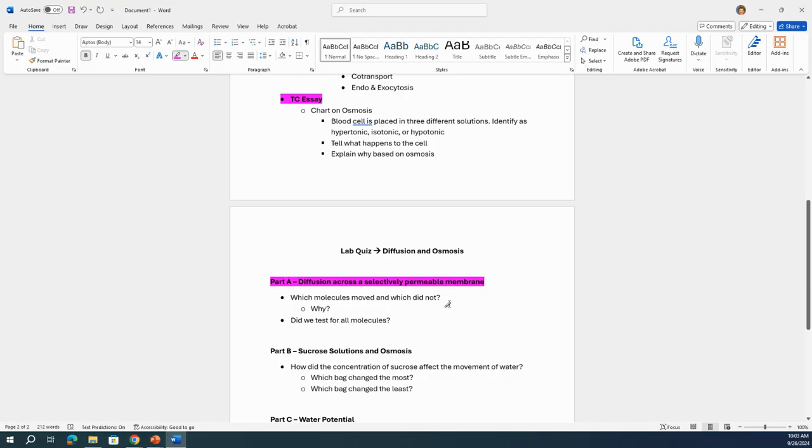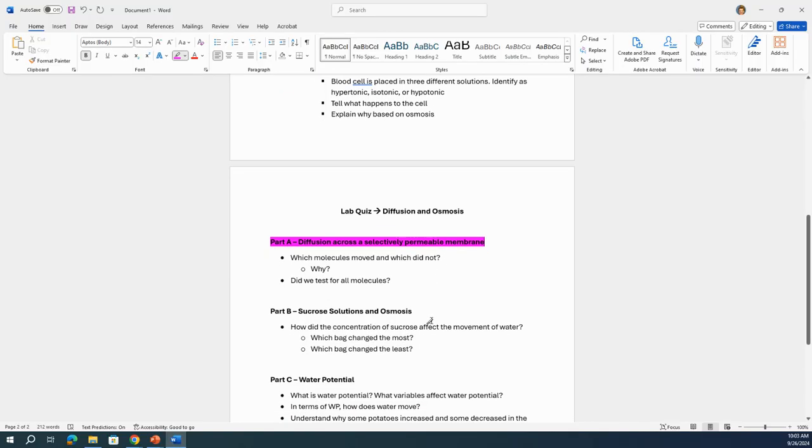So the lab quiz is just to make sure that you understood big ideas of the lab. And so just some general things you might want to focus on. So part A was diffusion across a selectively permeable membrane. And so that's the one where we did as a class demonstration.